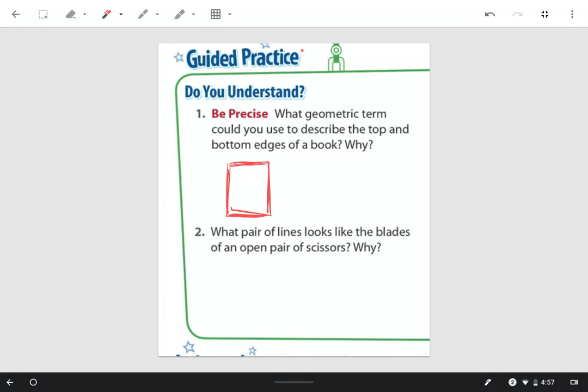And we are wanting to know what geometric term we could use to describe the top and bottom of a book. So here's my top. So I'm going to draw that just like I would and do a line there. And here's the bottom. Well, if that's the bottom and the top of my book, are those lines ever going to intersect each other? Are they ever going to cross? The answer is no. So what type of lines? Well, then these would be parallel lines.